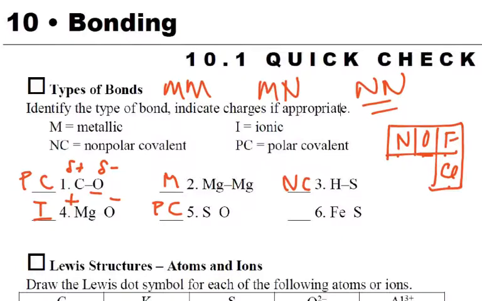Okay, for S and O, we say that is going to be polar covalent. The strong nonmetal O is going to be somewhat negative, and the other one, the weak nonmetal, is somewhat positive. And Fe and S, we have a metal and a nonmetal, so that is ionic. The nonmetal is going to have a full negative charge, and the metal will have a full positive charge. So that's the answer for part 1.